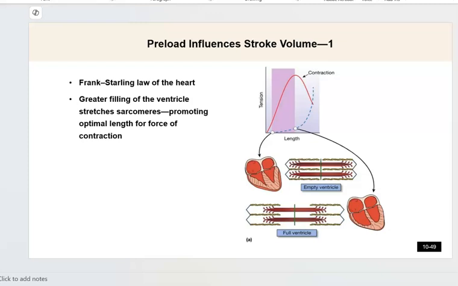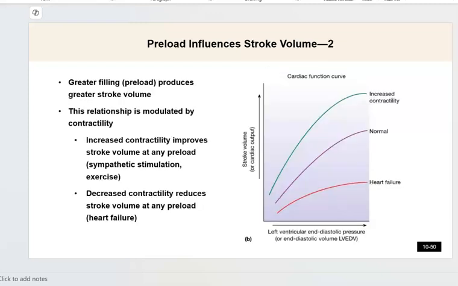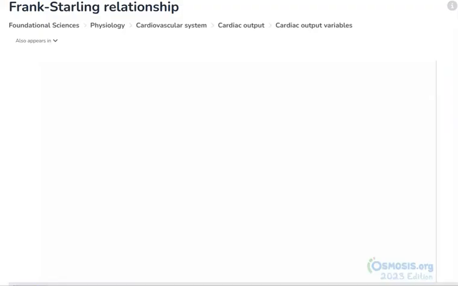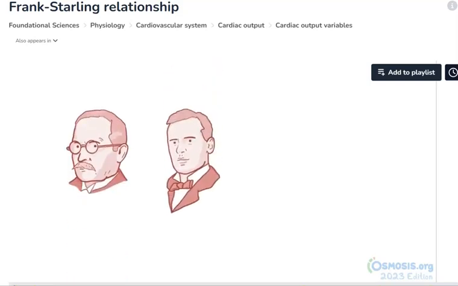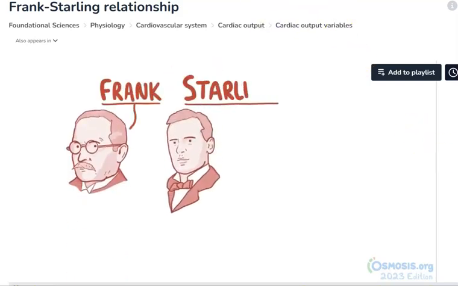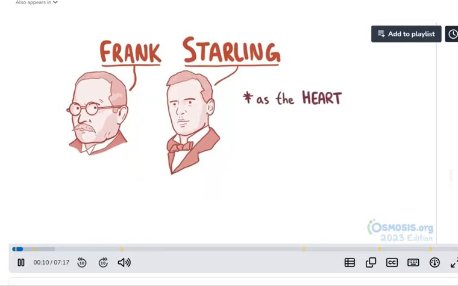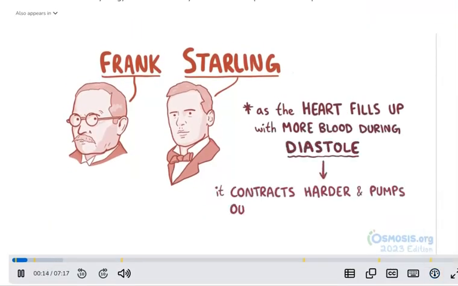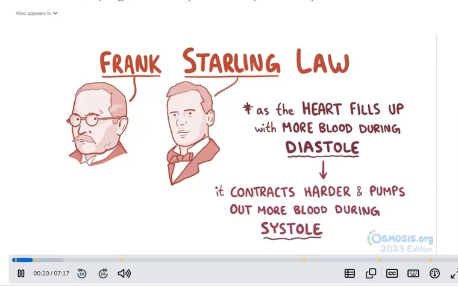Okay, so we're talking about how preload influences stroke volume. This is part one, and this is Frank-Starling's law of the heart. So, let's get into that. More than a century ago, two physiologists, Otto Frank and Ernest Starling, discovered that as the heart gets filled up with more blood during diastole, it contracts harder and pumps out more blood during systole. Naturally, they came up with the Frank-Starling law to explain this relationship.